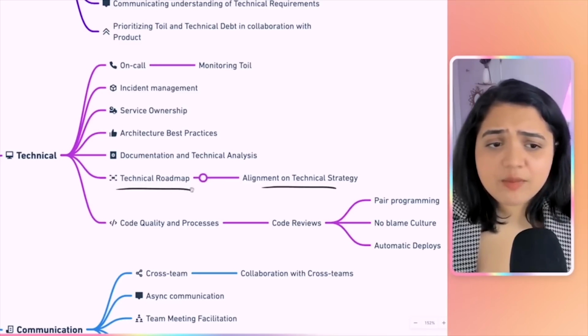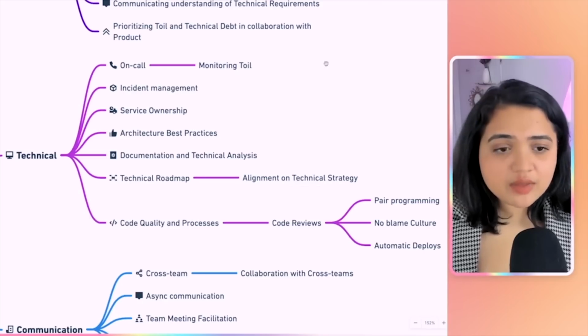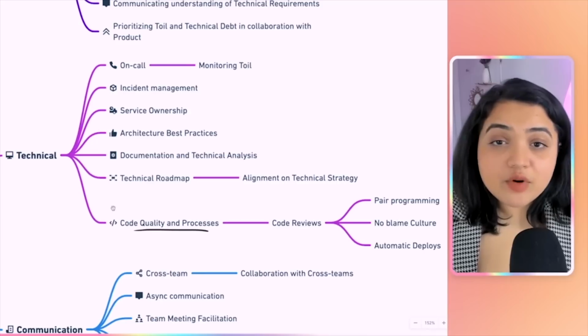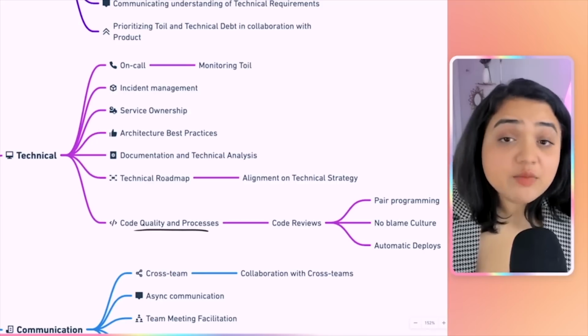Then there is technical roadmap and alignment on technical strategy, which aligns with what we talked about in product. And then there are good code quality processes and templates created for your team, which allow your team to write better code.